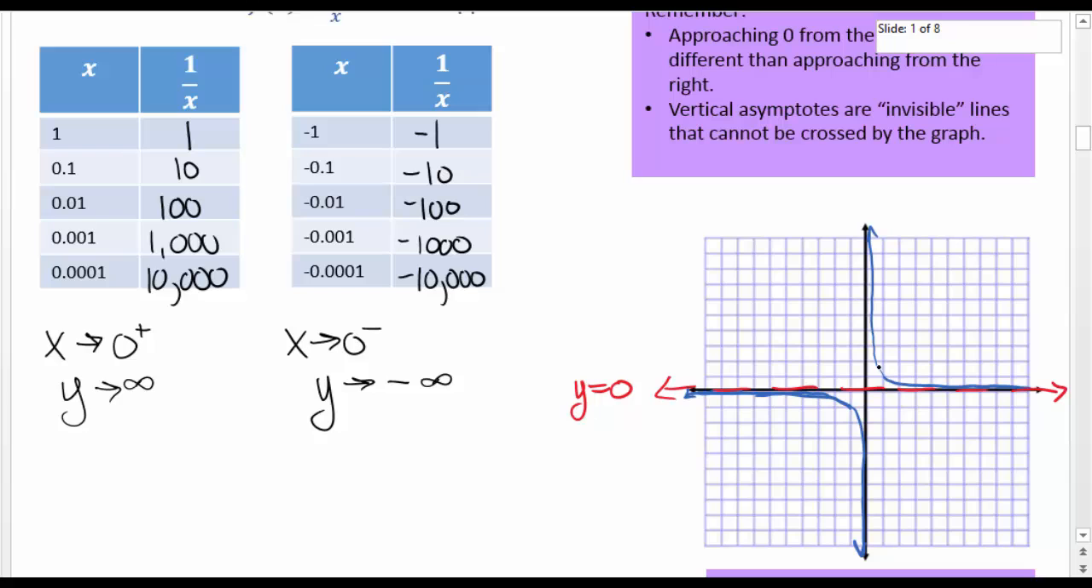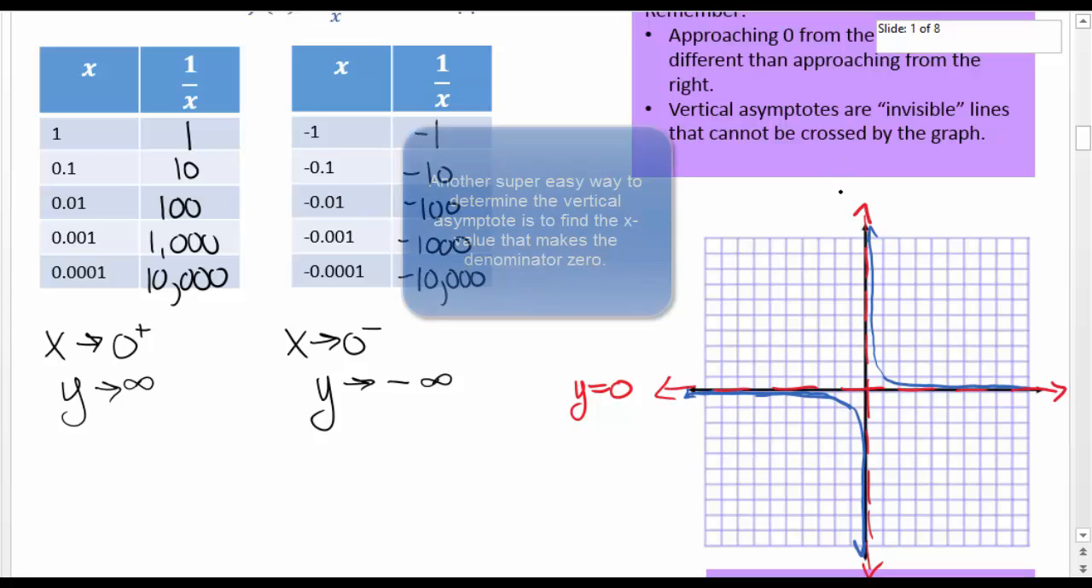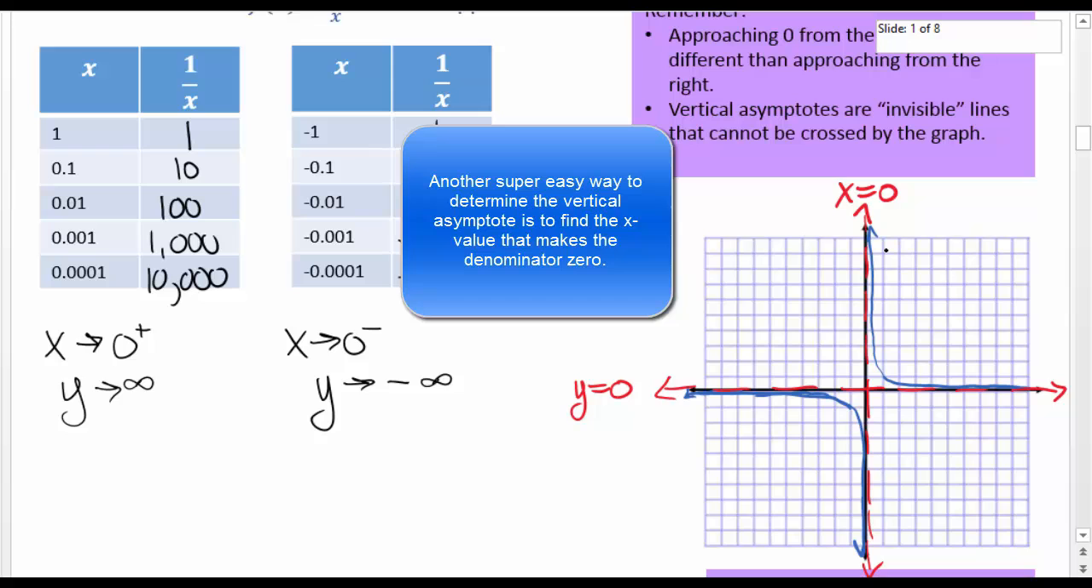So here, whenever we have that y is going to infinity and to -infinity, this is letting us know that right down the y-axis, where x equals 0, this is where we're going to have a vertical asymptote. So we have a vertical asymptote of x equals 0.